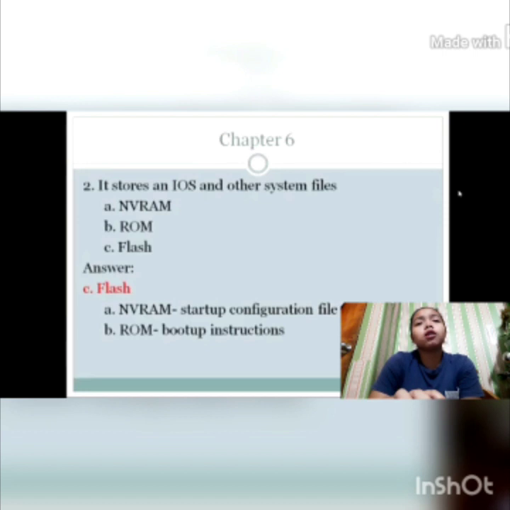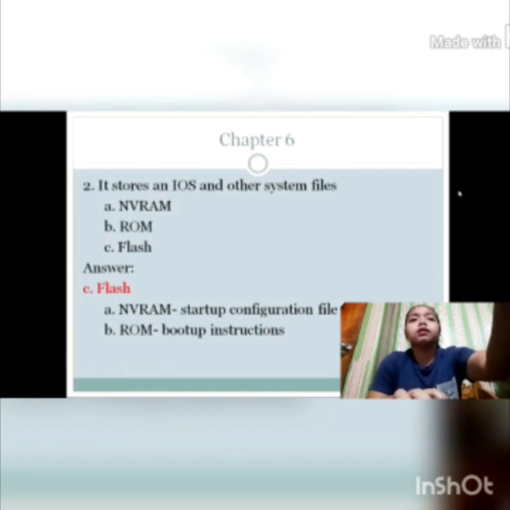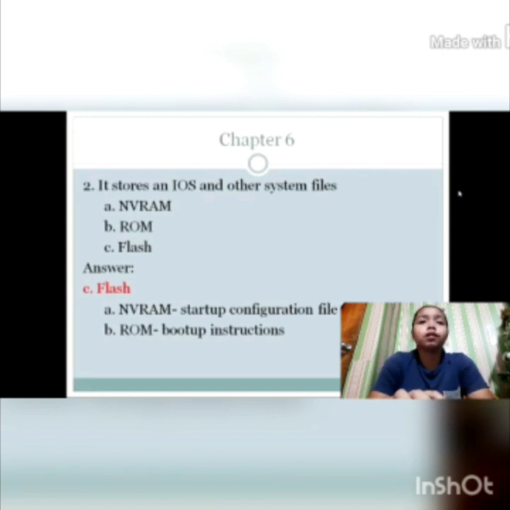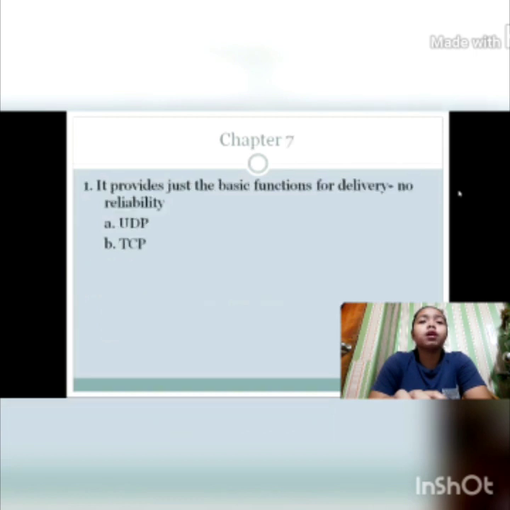Number 2, it stores an iOS and other system files, A NVRAM, B ROM, or C flash. The answer is flash, because the NVRAM is start up configuration file and the ROM is a boot up instructions. So the flash is the one we store on iOS and other system files.